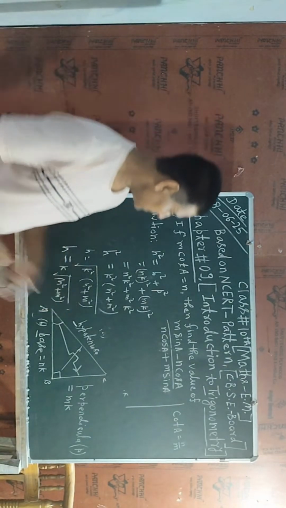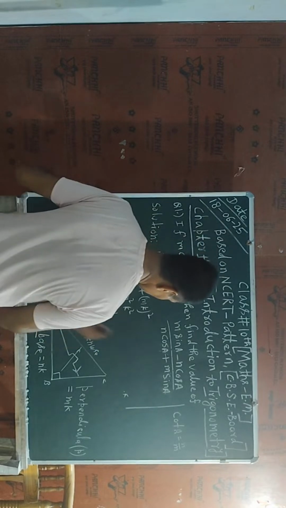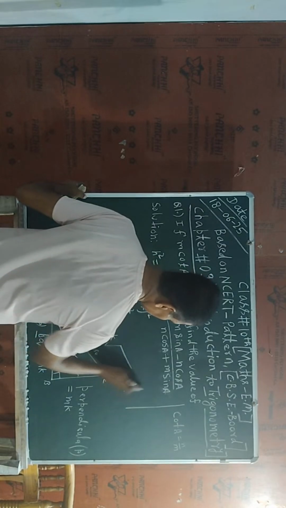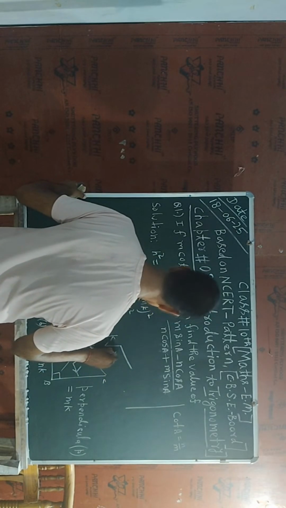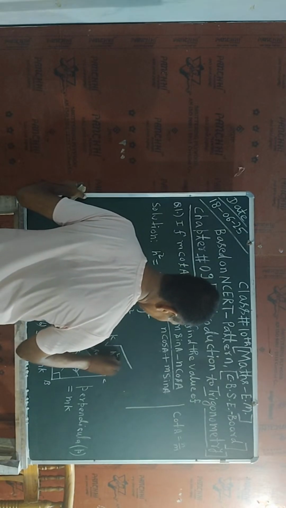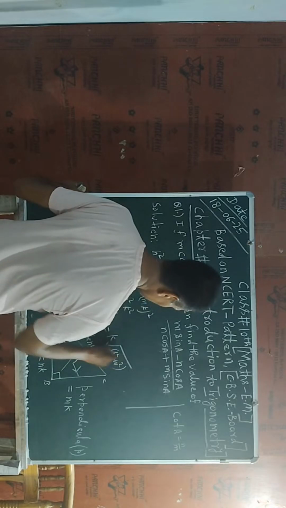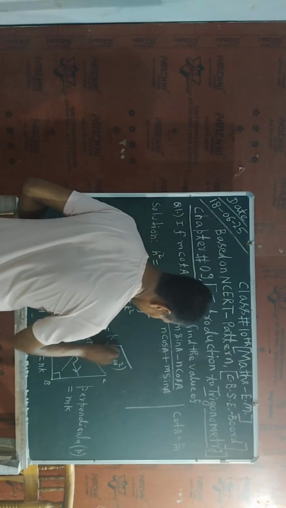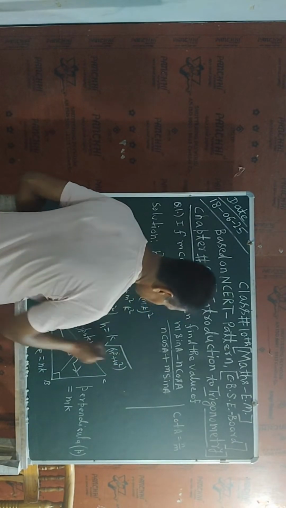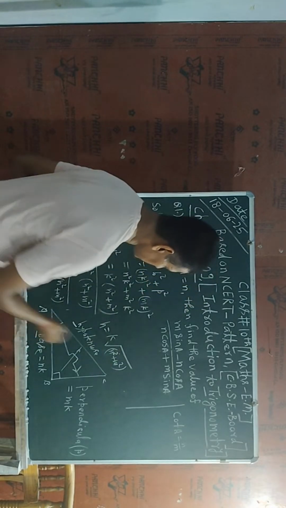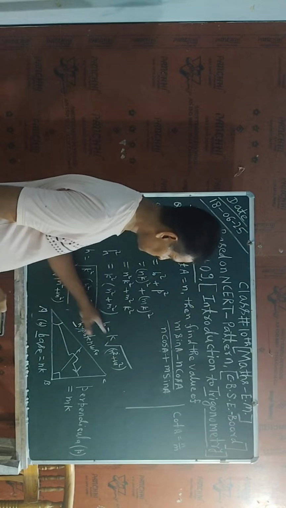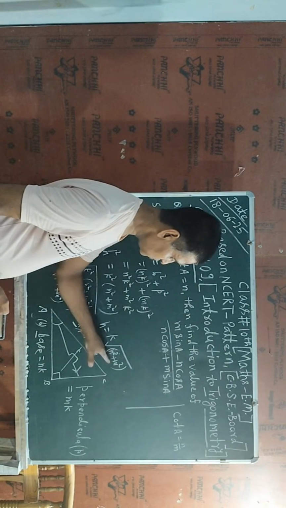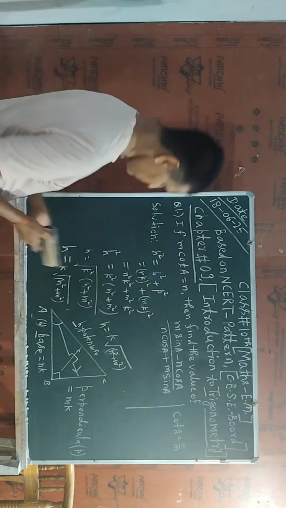Okay, student. So in the place of H, I will write H is equal to K times the square root of N square plus M square. Now further I am going to erase this.